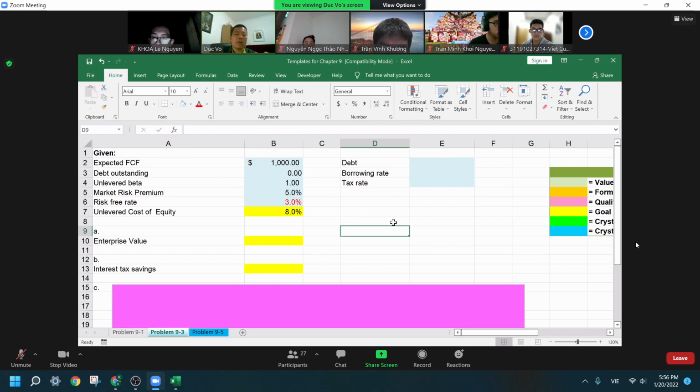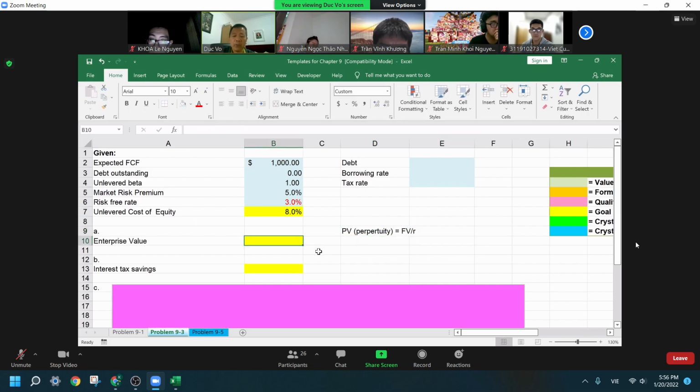If you forget, I just remind you here: the present value of the perpetuity is simply the ratio between the future value divided by the discount rate. So that is what you learn from corporate finance.